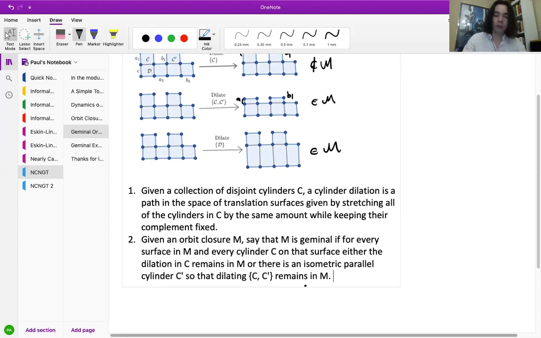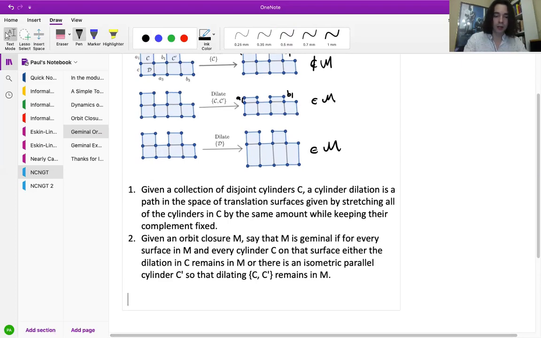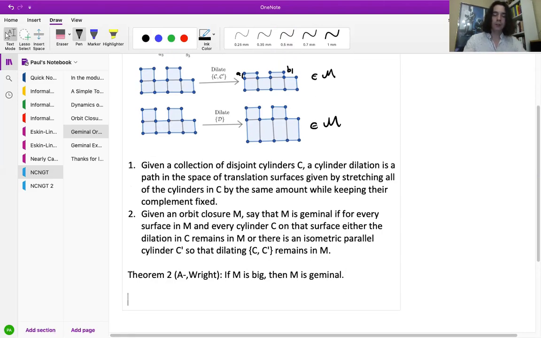And so the theorem that I want to talk about is the following. This is still due to me and Alex Wright. It says if M is big in the sense of the previous slide, then M is geminal. Okay, so that's one collection of examples of geminal orbit closures. They're the big orbit closures.